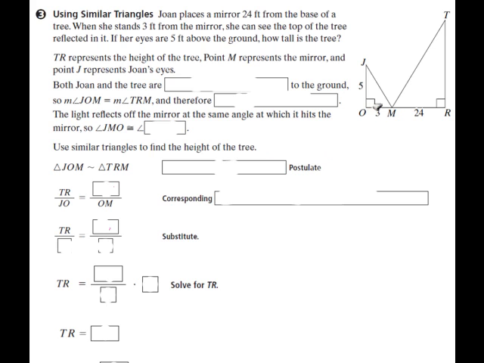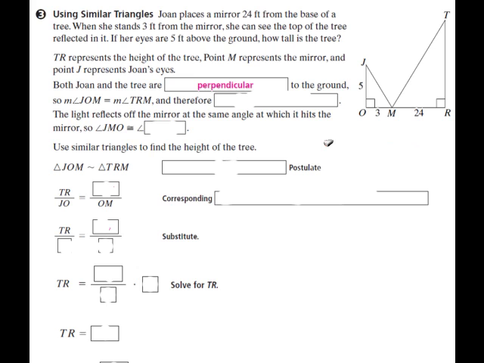And we know that both of them, we can see the right angles here as they're marked, but also if you think of a tree, it should be standing straight up. A person should be standing straight up if they have good posture, I guess. So both of them are going to be perpendicular to the ground, right? Joan is making a right angle with the ground, the tree is making a right angle with the ground.